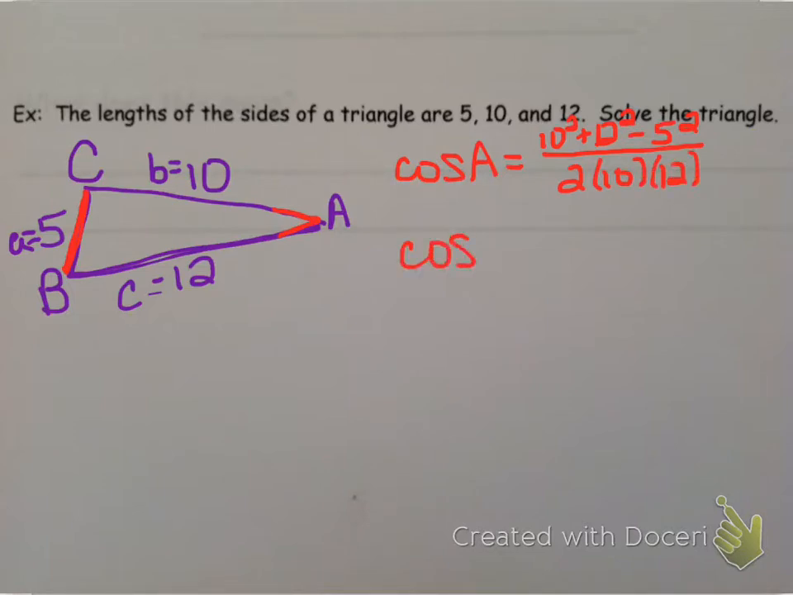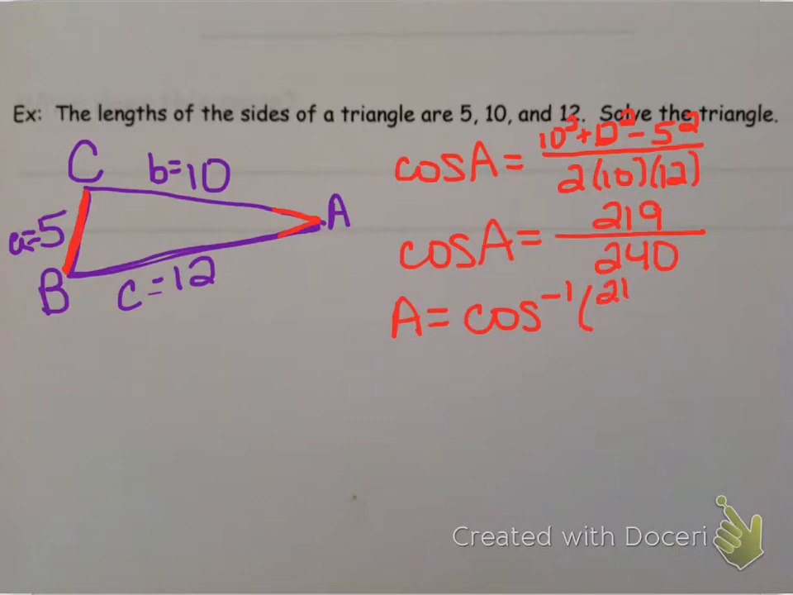Now you really want to do these as individual steps in your calculator. So you want to do the whole numerator, do 10 squared plus 12 squared minus 5 squared, and you would get 219. And then do 2 times 10 times 12, and you would get 240. And then you could do the inverse cosine step in your calculator. Inverse cosine, 219 over 240, and you would get 24.1 degrees. And that's it. That's your answer for angle A.